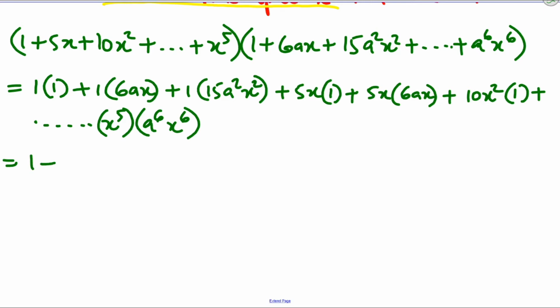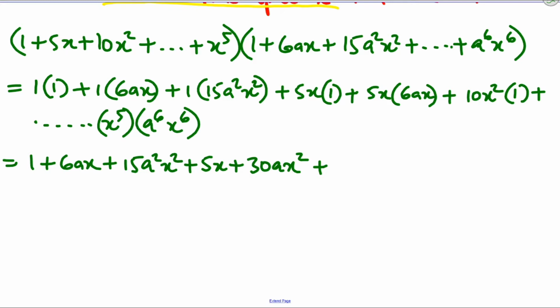1 plus 6ax plus 15a squared x squared plus 5x plus 30ax squared plus 10x squared, plus other terms in between, plus the last term, which is a to the power 6 x to the power 11.